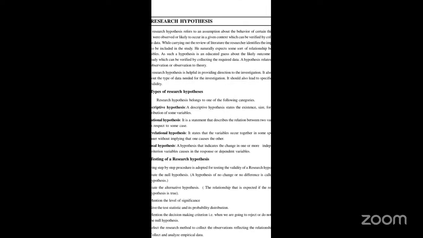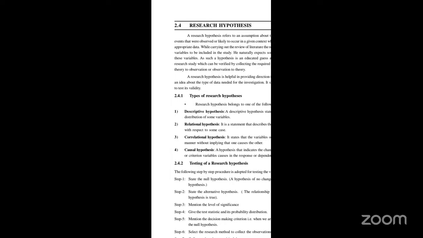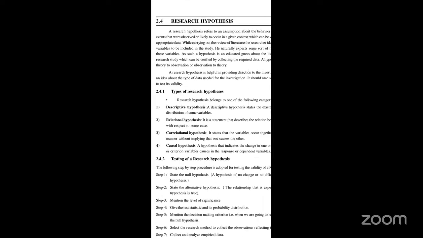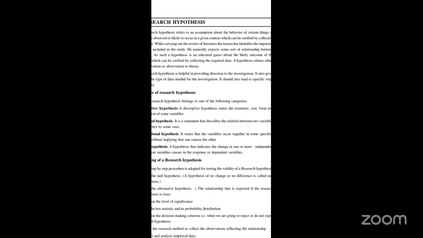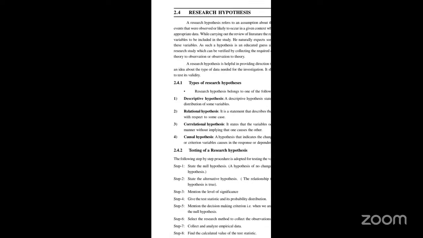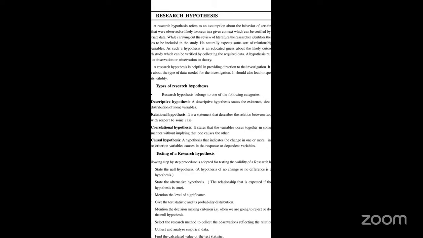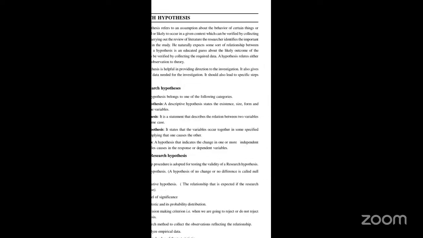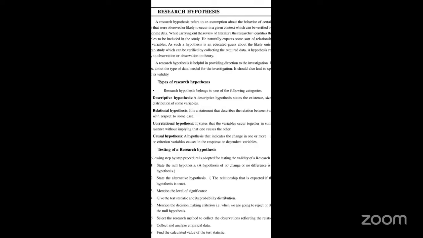Our next one is research hypothesis. What does research hypothesis mean? It is helpful in providing a direction to the investigation. It also gives us an idea about the type of data needed for the investigation. It should also lead to specific steps of test of validity. The types are descriptive hypothesis, relational hypothesis, correlational hypothesis, and causal hypothesis.